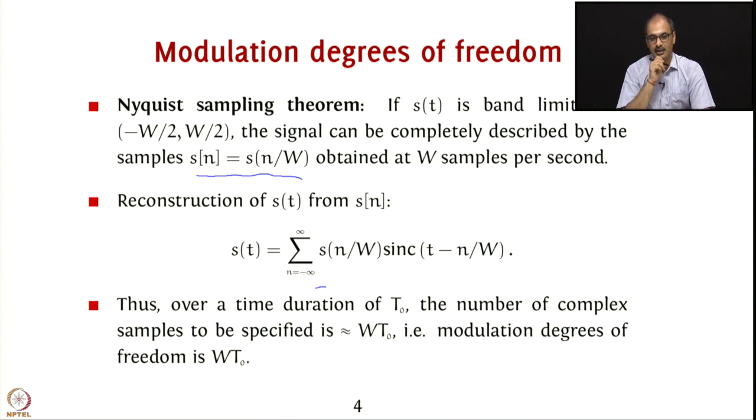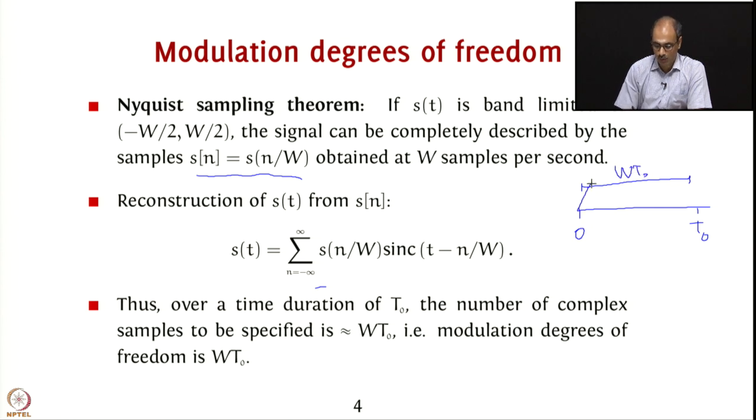Now, why are we looking at this? The intuition is that over a time duration of, let's say, t naught, the number of complex samples that need to be specified is W times t naught, and thus the modulation degrees of freedom is W t naught. What does this mean? Suppose that you have an interval of time, let's say 0 to t naught. The question we are asking is, how many symbols can we send within this time? Because we are forced to be band limited to between minus W upon 2 to W upon 2, the Nyquist sampling theorem says that if you want to reconstruct the signal, the maximum number of symbols that you can send in this interval is W t naught.